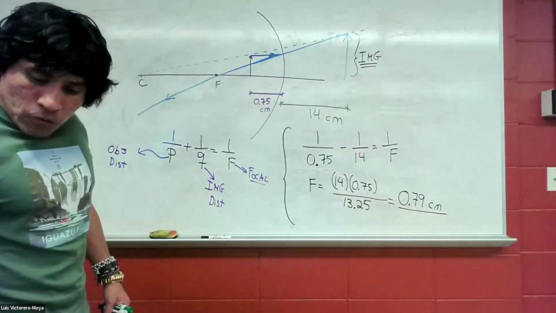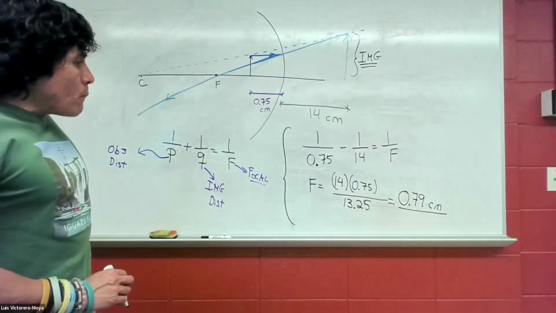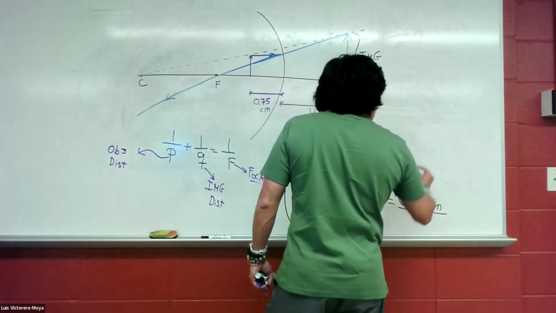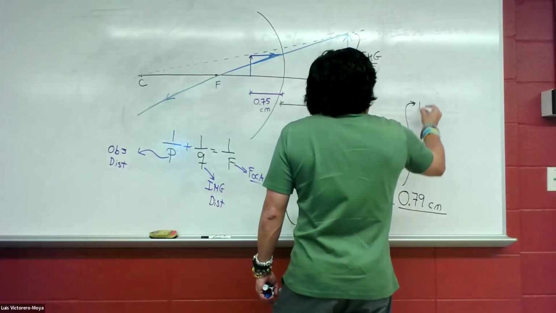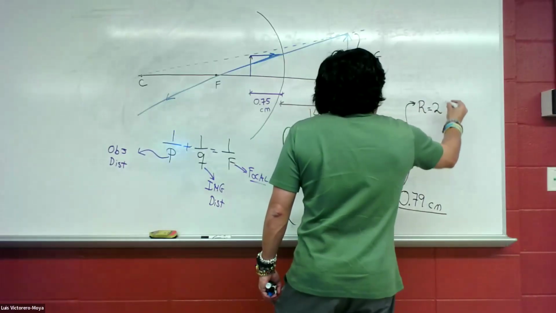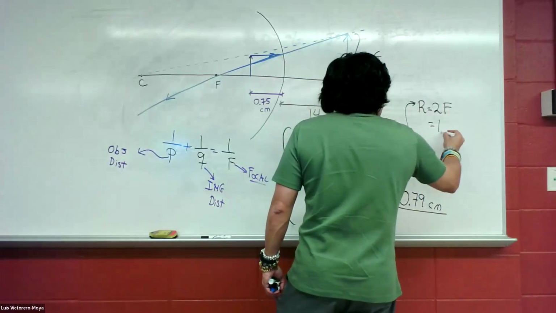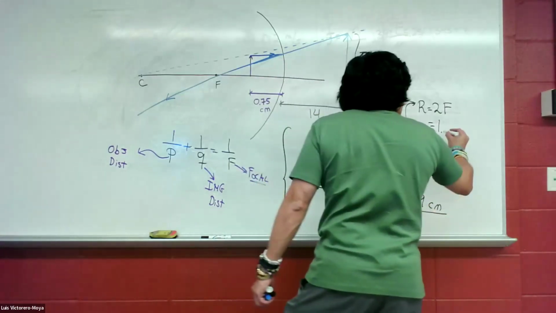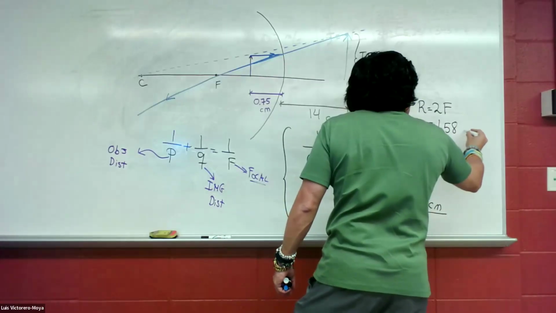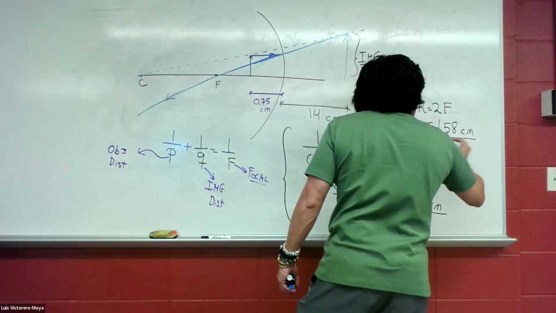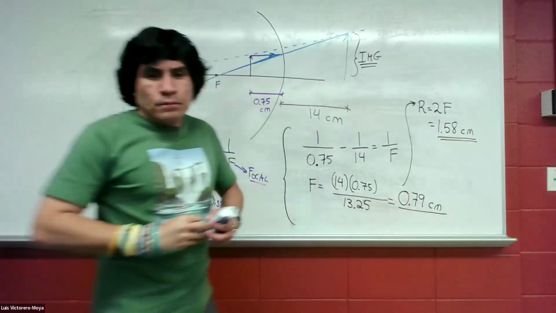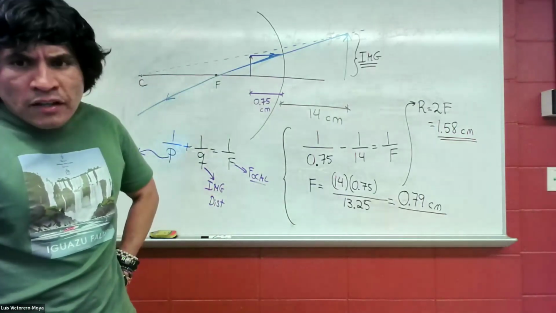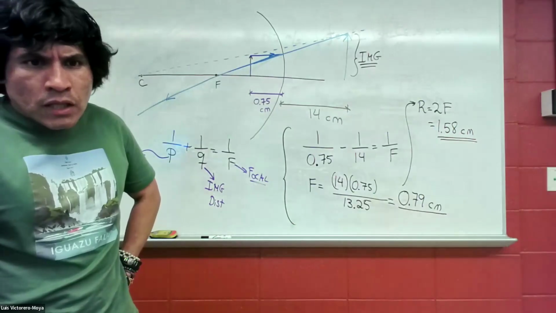So my radius is 1.58. So then the radius is double the focal, which is 1.58 centimeters. How about that? This is a very nice problem of mirrors.